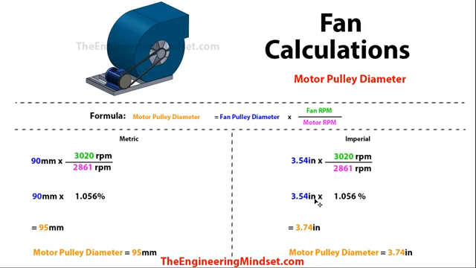1.056%. Multiply that by the fan pulley diameter, and that gives us what the motor pulley diameter needs to be, which is 95 millimeters or 3.74 inches.